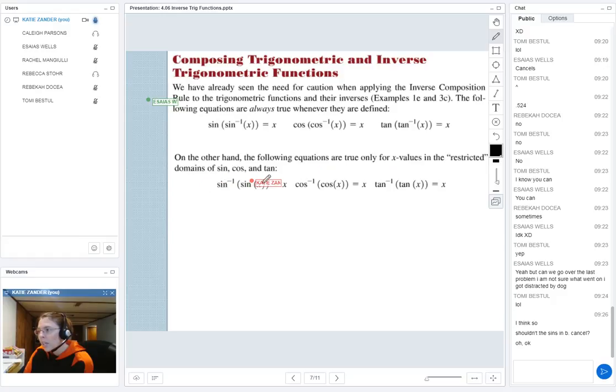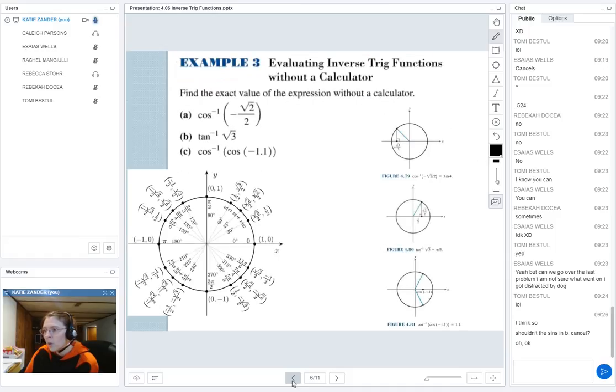These will only cancel out if the x values are in the restricted domain for sine, cosine, and tangent, which we saw happening in example 2, where the signs did not just cancel each other out because we were outside the restricted domain. So Tommy brought up a really good question there, so I just wanted to jump ahead and show you those rules for when they will cancel and when we have to be a little bit more cautious. Okay, let's go back a slide and see if we can find these.